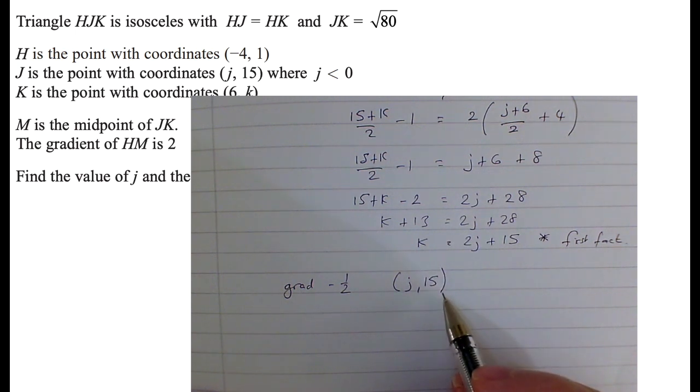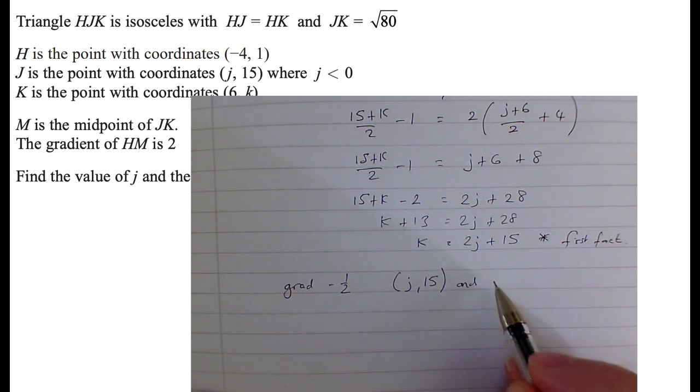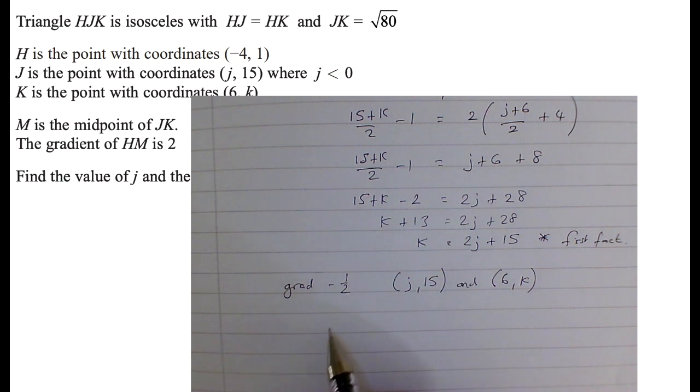So let's write down the two points that I'm going to join up. J(1, 5) is going to be joined to (6, k) with a gradient of -1/2. So here we go. Y take away, now which coordinate should I use? I can use this one. Y take away 15 is equal to -1/2 x take away j. Now I could have used the other coordinate, it doesn't matter, okay?